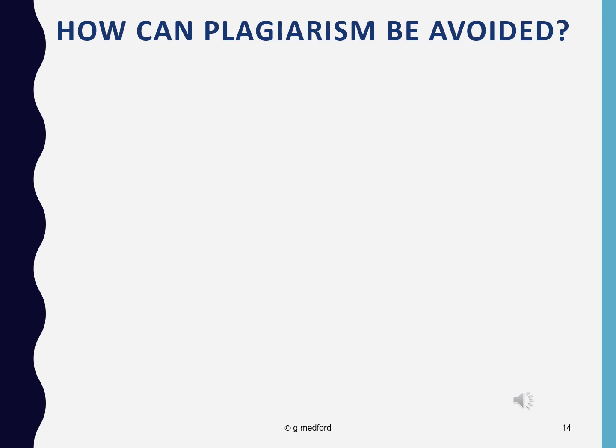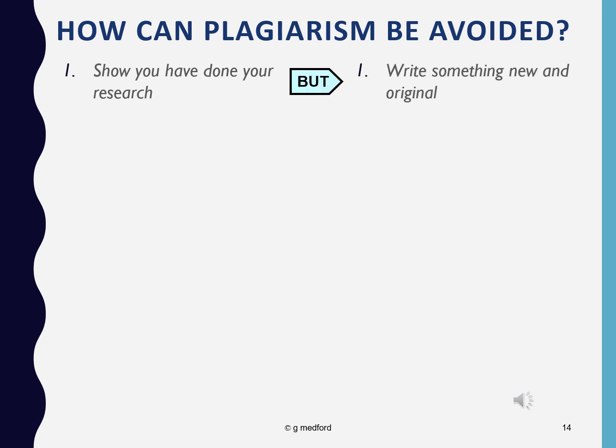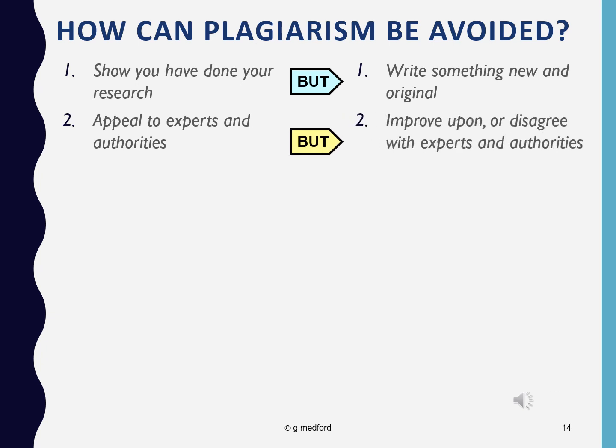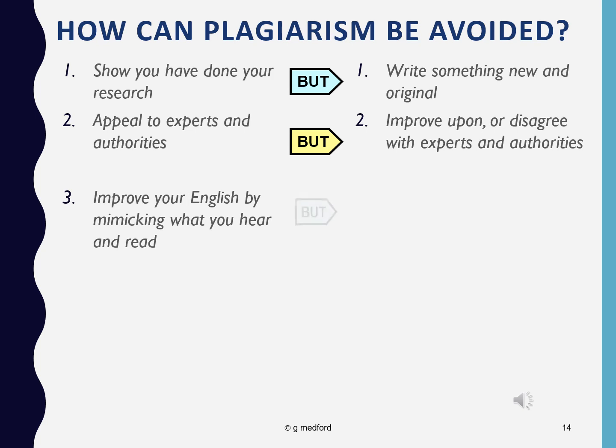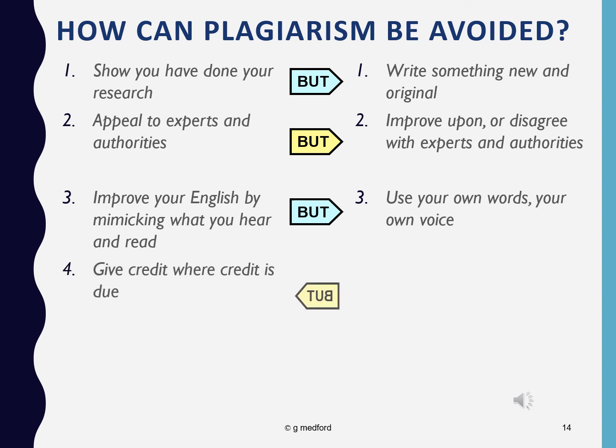So we looked at one example of how plagiarism could be avoided. Here we have 4 examples. 1. Show you have done your research, but write something new and original. 2. Appeal to experts and authorities, but improve upon or disagree with experts and authorities. In other words, make the work your own. 3. Improve your English by mimicking what you hear and read, but use your own words, your own voice. 4. Give credit where credit is due, but make your own significant contribution.